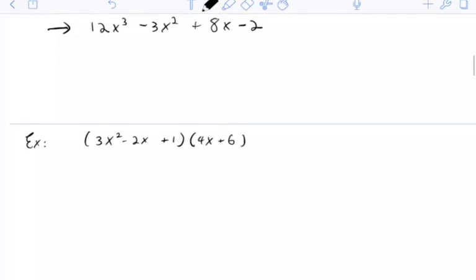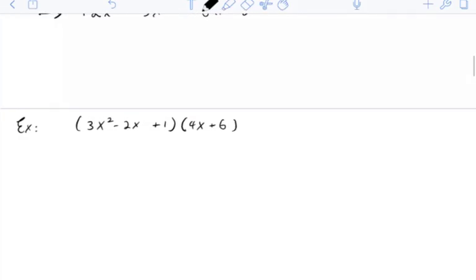So let's do another example. Here, I want to move this one up. There we go.